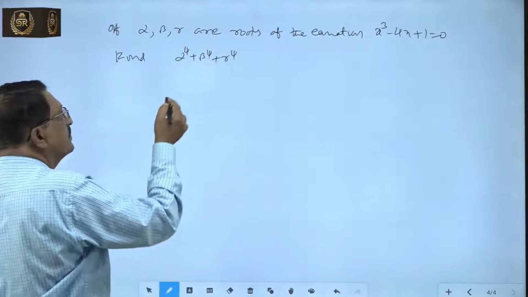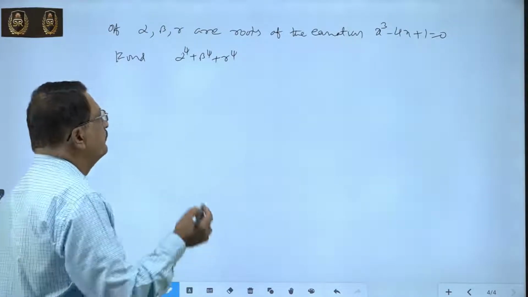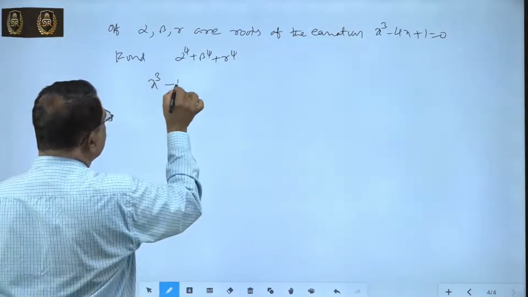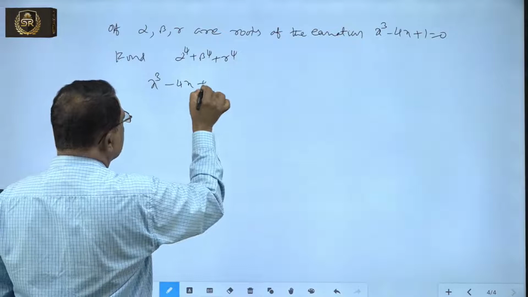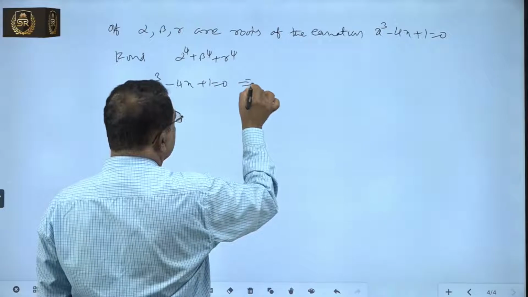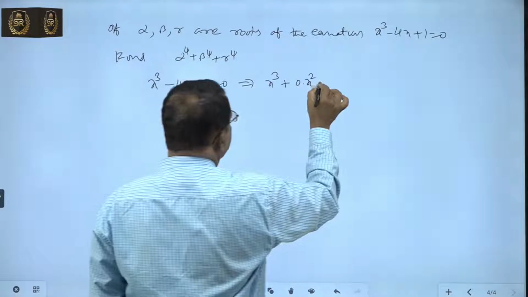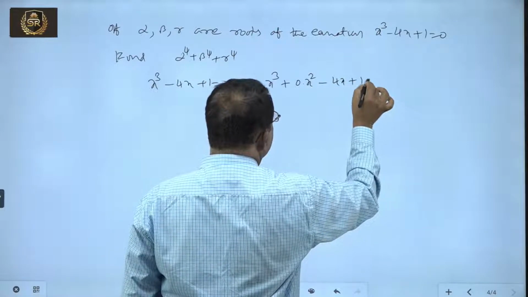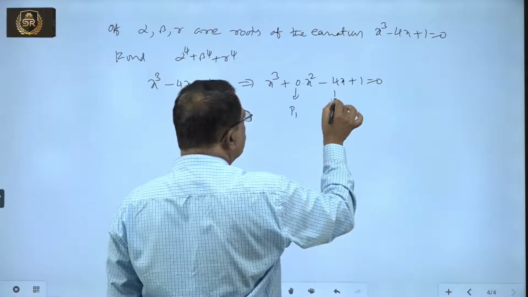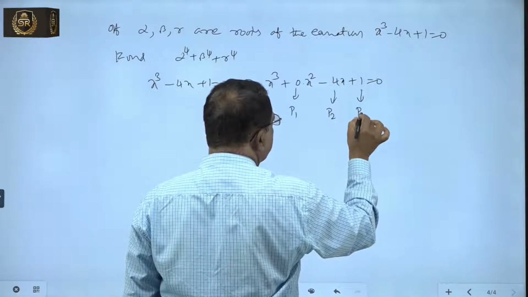Now here it is compulsory to find S1, S2, S3, and only after that do we get S4. The given equation is x cube minus 4x plus 1 equals 0, but in this equation there is no x square term, that's why x cube plus 0 into x square minus 4x plus 1 equals 0. Here P1 is 0, P2 is minus 4, P3 is 1.